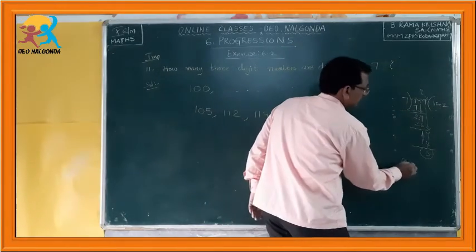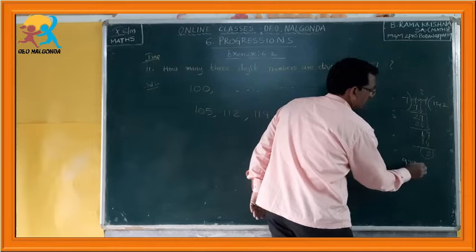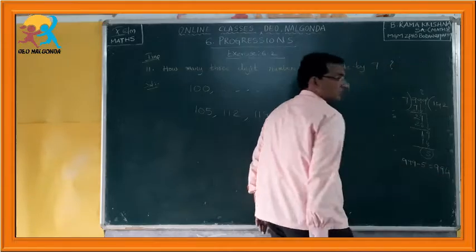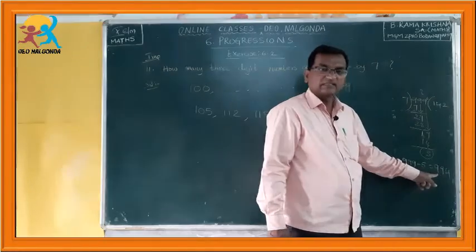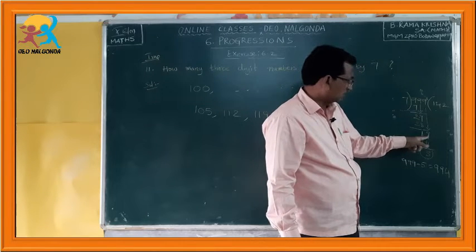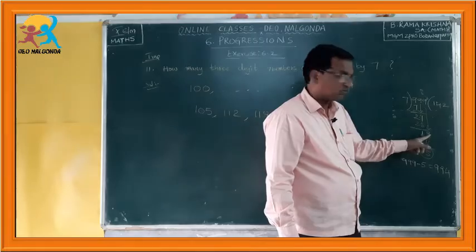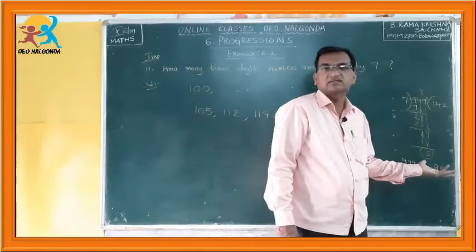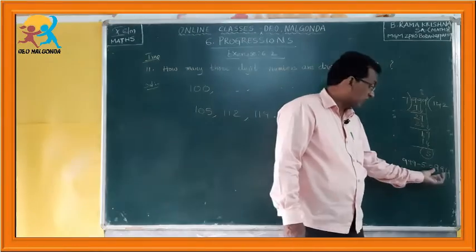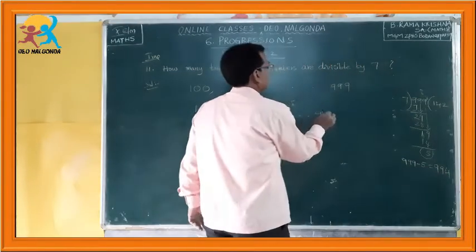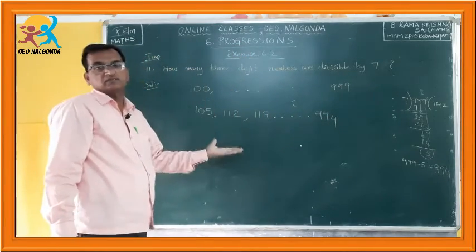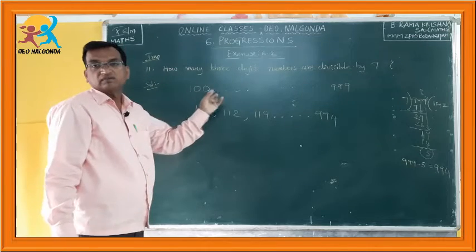That means 999 minus 5 is equal to 994. If you check whether that is divisible by 7 or not, 7 1s are 7, instead of 9 you get 4, 14 and 14, you get the remainder 0. Therefore, the last 3-digit value which is divisible by 7 is 994.